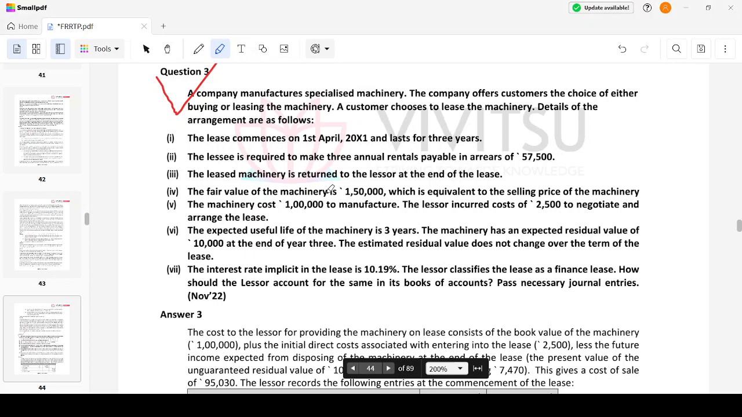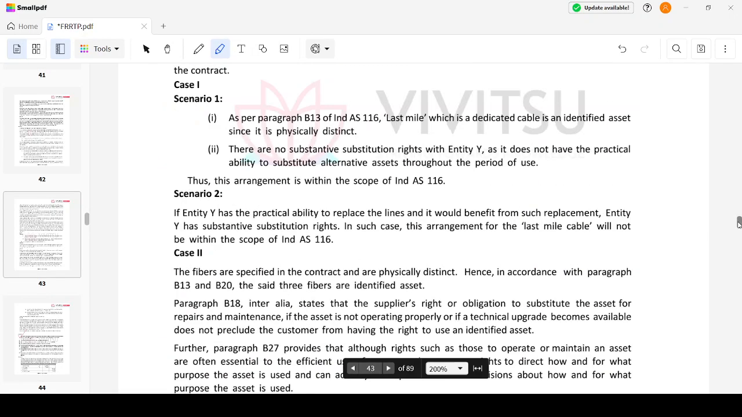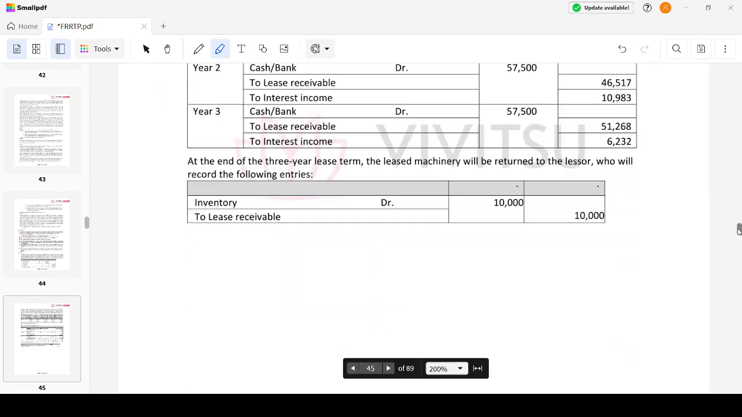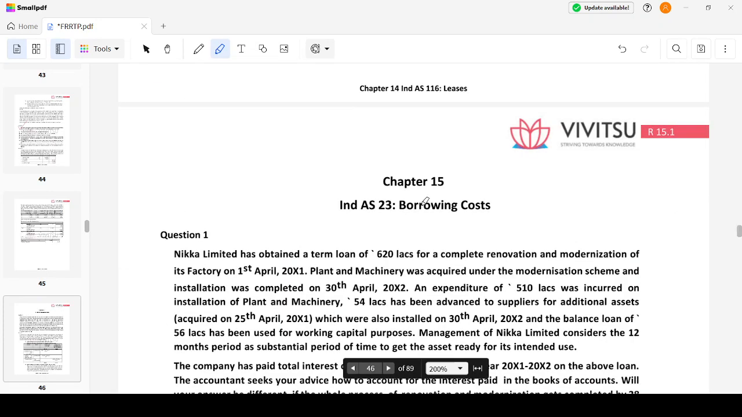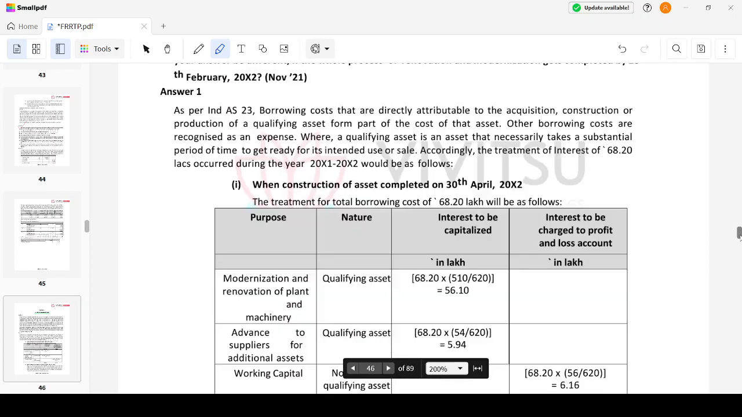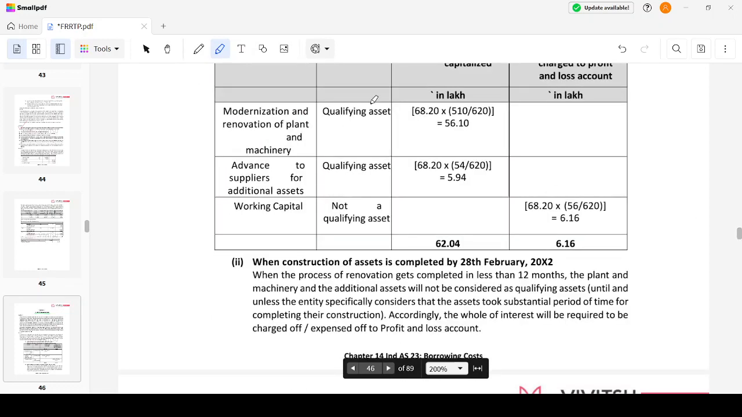This again is a lease, right? So let's keep this on hold. NDAS 23, borrowing cost. Qualifying asset, you can do it, right? Which is towards modernization, that will be a qualifying asset. Advance to supplier for additional assets, that is again PPE, that's a qualifying asset. Working capital is not a qualifying asset, that will be charged to profit and loss account.